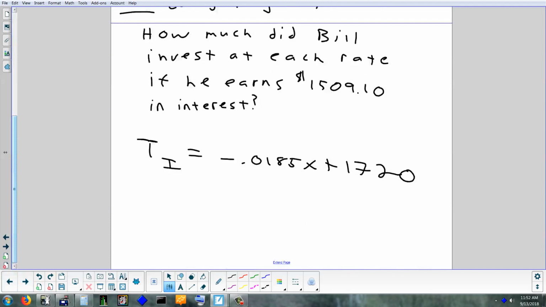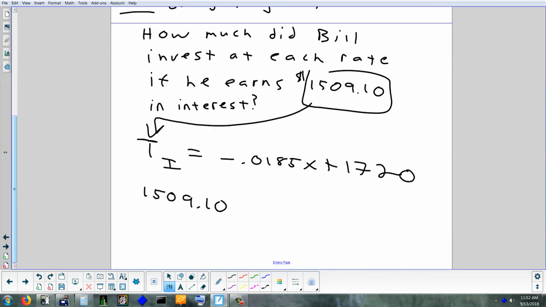So Jarek, where would that $1,509 get plugged in? The total interest. So fill that in right there. It's $1,509.10 equals, and I'm going to put the other side in y equals mx plus b form. Actually, I already did. Never mind. So I'm just going to copy it over just like that. So that equation on the right-hand side is basically a line.